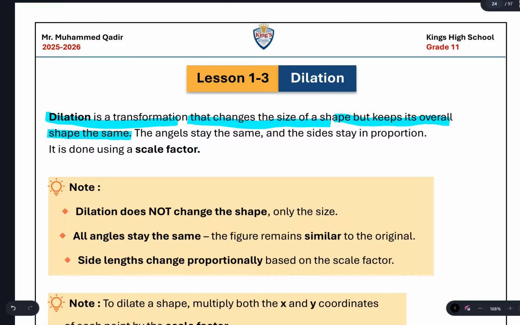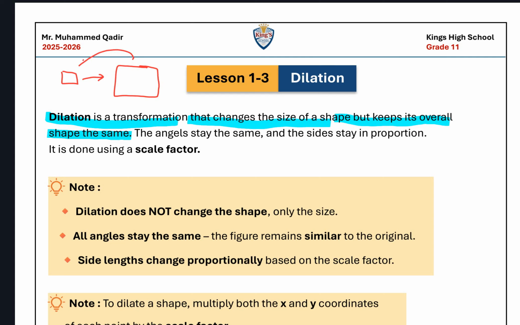We don't change the shape. When it's a square, we keep it a square. When it's a rectangle, we keep it a rectangle. The only thing we do is resizing. For example, from the square, we can make it bigger or smaller. This is dilation. Not only bigger, we can make it smaller also.